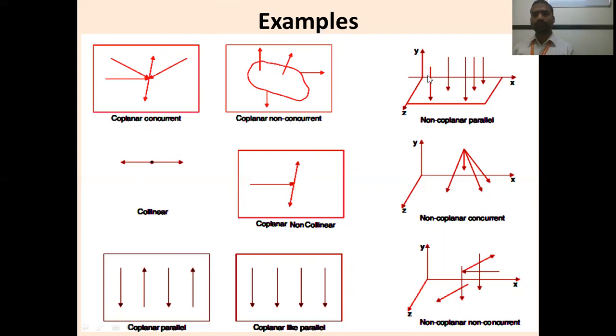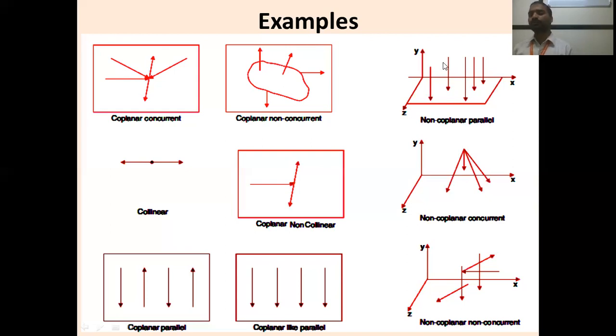When you come to the non-coplanar force system, there is an x-axis, y-axis, and z-axis. Any force which is acting in space is called a non-coplanar force. If all the forces are parallel to each other and in the same direction, then this is a non-coplanar like parallel force system.